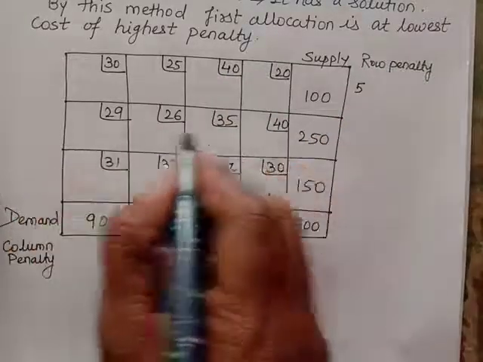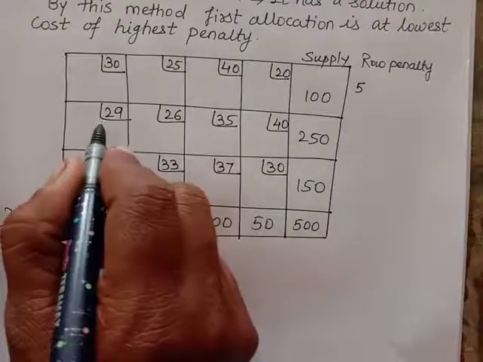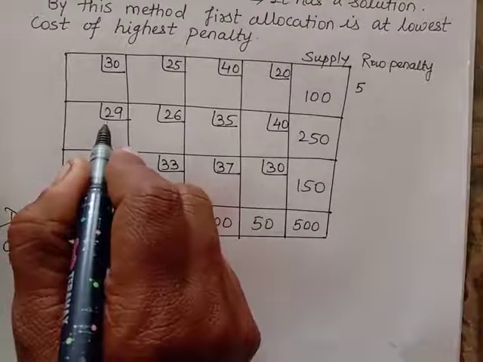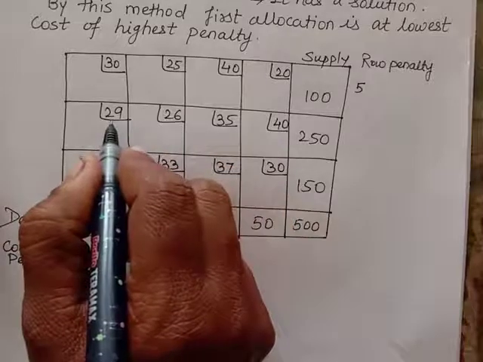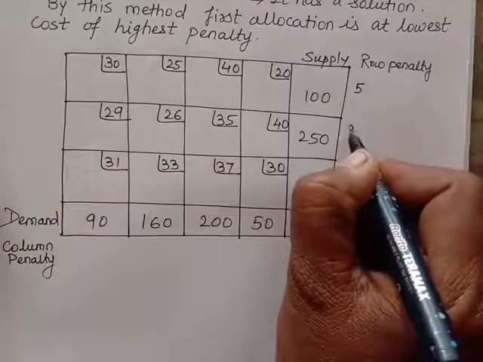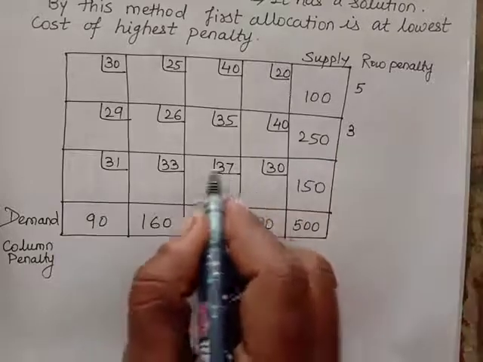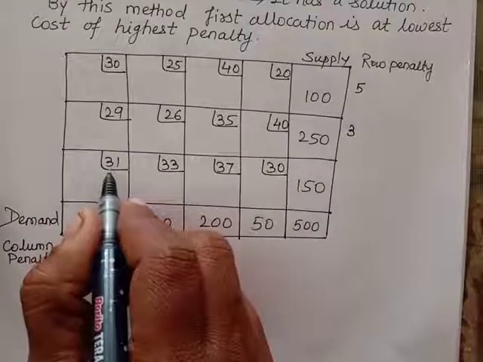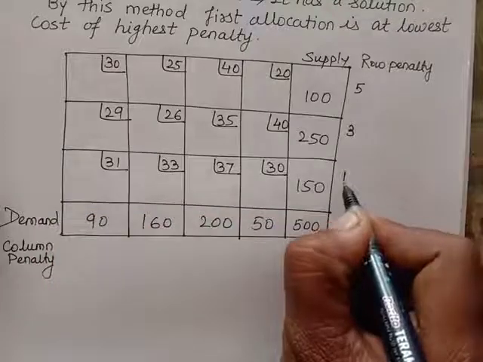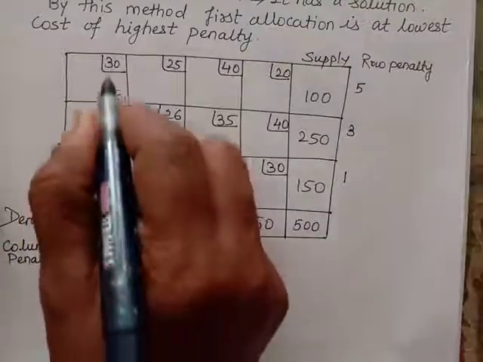Similarly, look here, which are the least? 26 and 29 are the least ones. First least 26, second least 29. The difference between them is how much? 3. That is our row penalty. Here, which are the least? 30 and 31 are the least. So our penalty here is how much? 1.